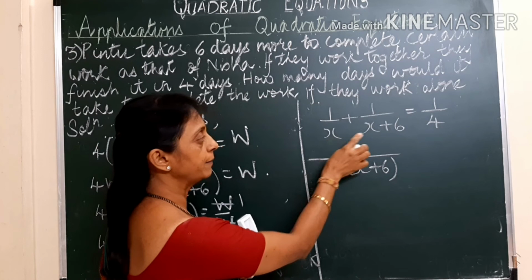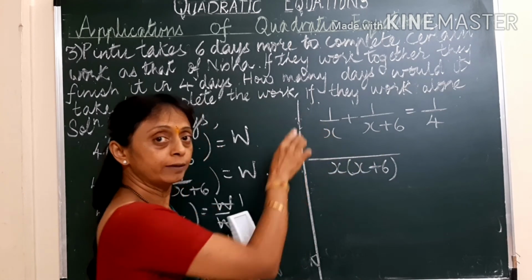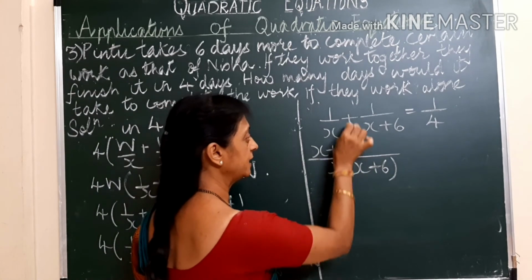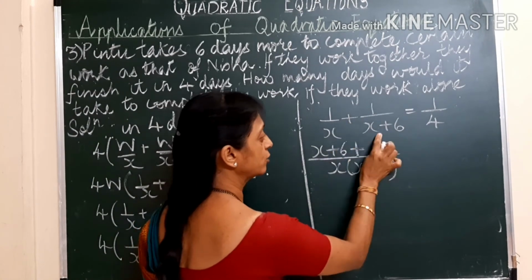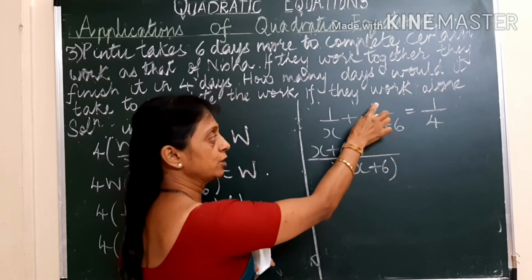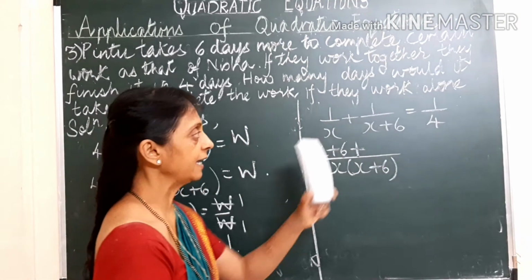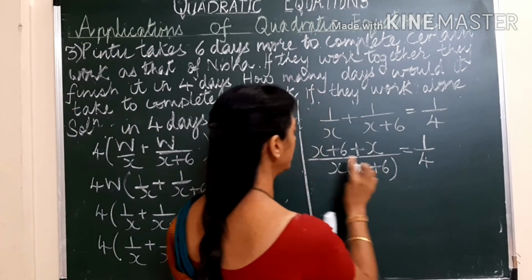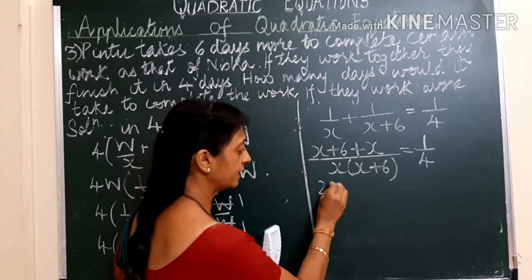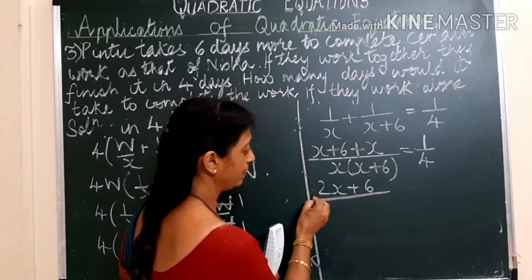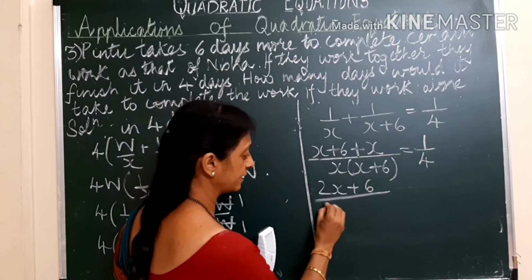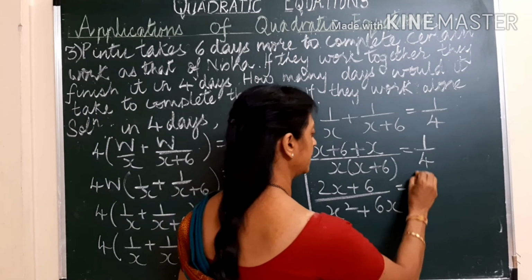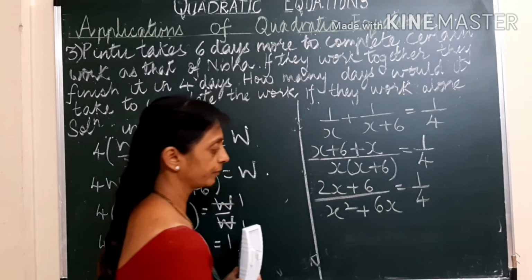The first term will be multiplied by X plus 6, so numerator also by X plus 6. 1 into X plus 6 will give you X plus 6, plus this term has to be multiplied only by X, so numerator also only by X. 1 into X is equal to X, which is equal to 1 upon 4. X plus X becomes 2X plus 6 upon, let's open the bracket, X into X is X square plus X into 6 is 6X, which is equal to 1 upon 4.